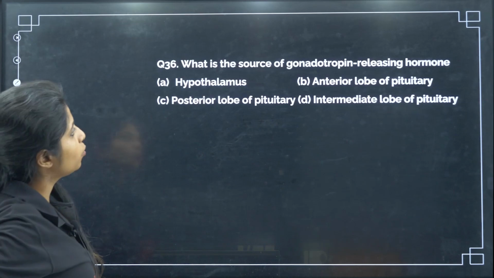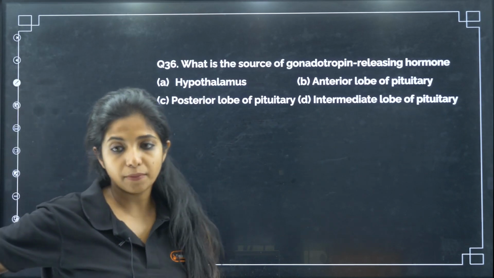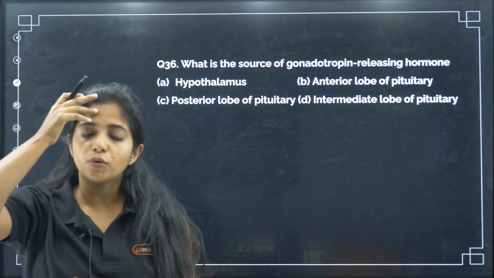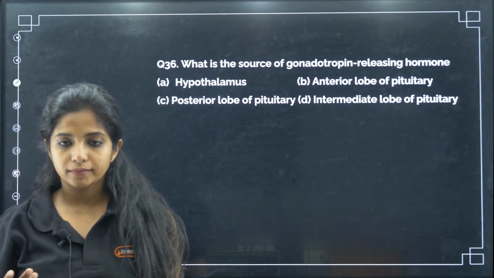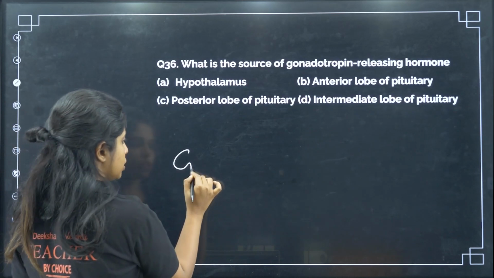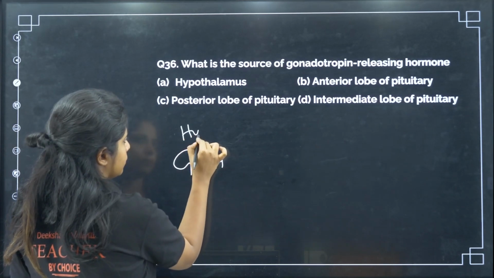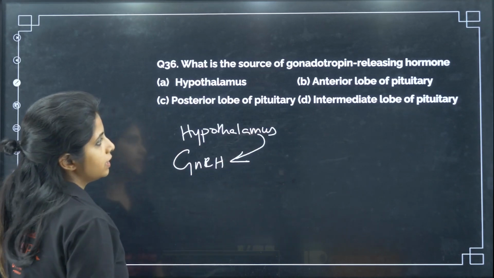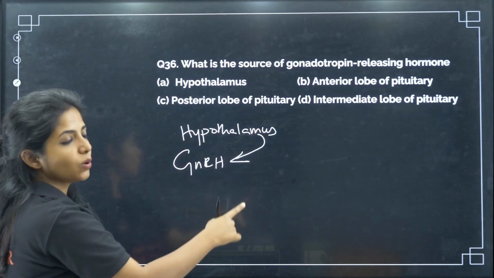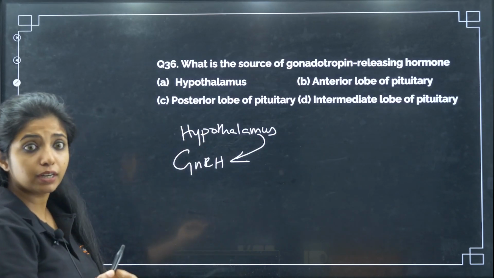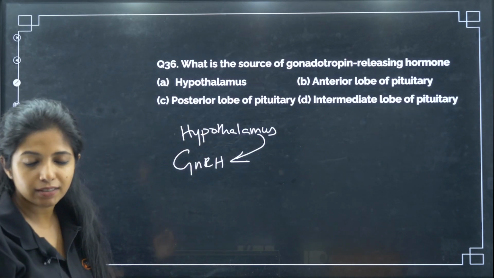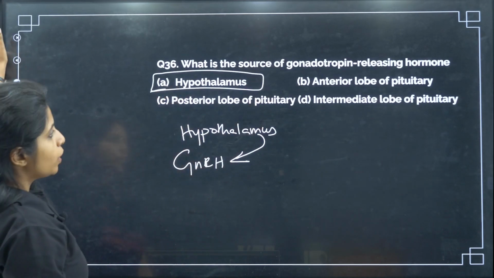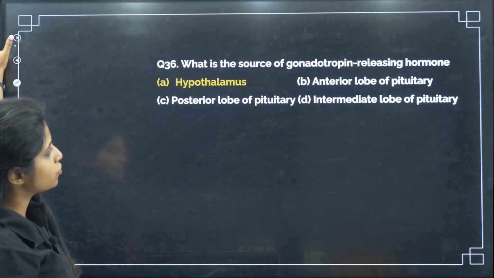Now, going ahead, what is the source of gonadotropin releasing hormone? Hypothalamus, anterior lobe of pituitary, posterior lobe of pituitary, intermediate lobe of pituitary. Who releases gonadotropin releasing hormone, GnRH? It is hypothalamus. This goes and acts on the anterior lobe of pituitary and makes it release certain things such as LH, FSH. So it is hypothalamus which is responsible for the release of gonadotropin releasing hormone.